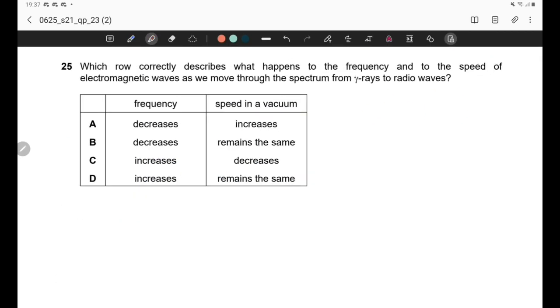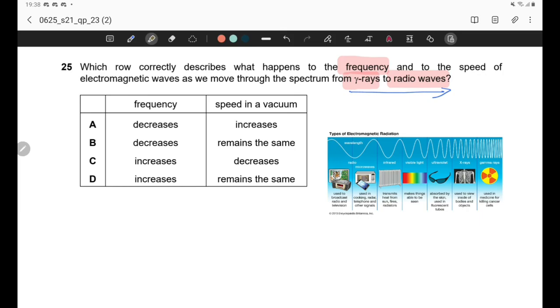Question 25. Which row correctly describes what happens to the frequency and to the speed of electromagnetic waves as we move through the spectrum from gamma rays to radio waves? In order to answer this question, we need to know what will happen to the frequency of electromagnetic waves when moving from gamma rays to radio waves. We can look at the electromagnetic spectrum.